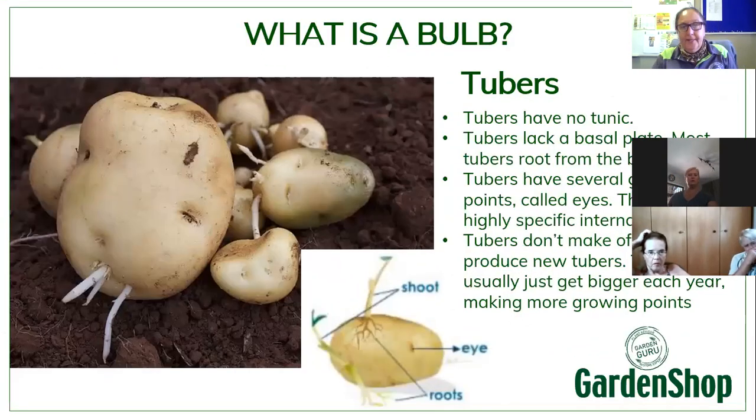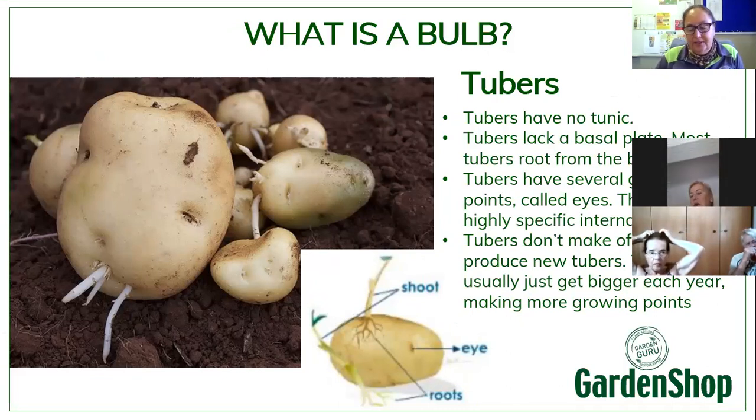Now, the next thing is tubers. I'm sure we're all familiar with the famous old potato, which we can't go without. And the potato is, in fact, a tuber. So are very many other types of bulbs that produce flowers. Now, tubers are very special types of bulbs.